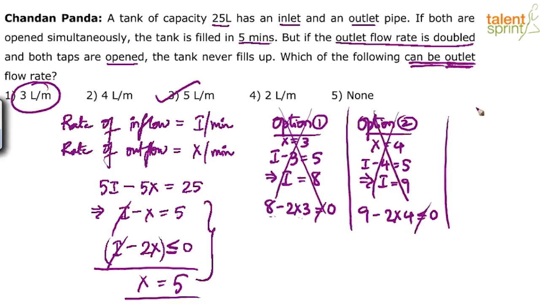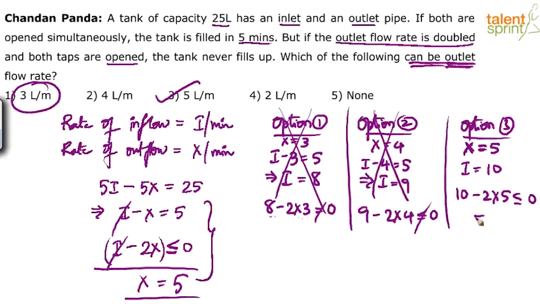So when you substitute option 3, what happens? x equals to 5 according to option 3. If x is 5, I will be equal to 10. Same calculation. I minus 5 equals to 5. So I equals to 10. Now 10 minus 2 into 5 should be less than or equal to 0. Correct or not correct? 10 minus 10 is 0. 0 is less than or equal to 0. We can say correct. Option 3 satisfies. So option 3 is the answer. And 5 is the break-even point basically here.